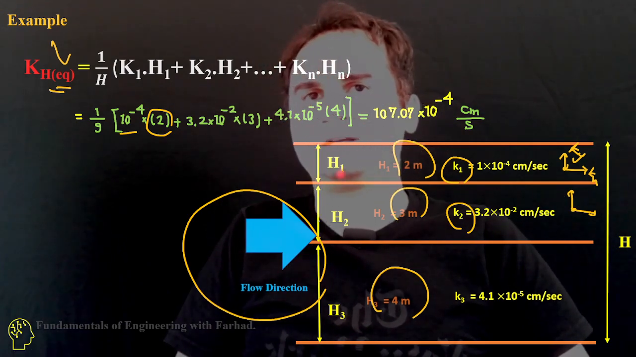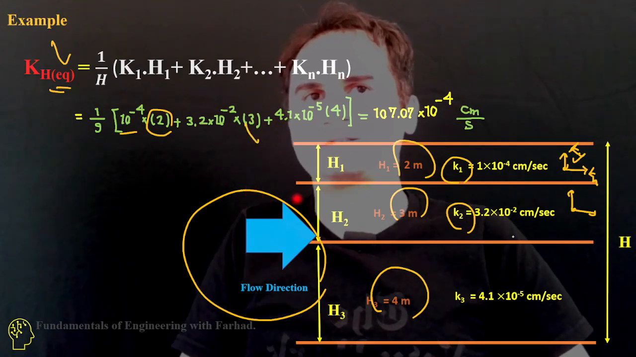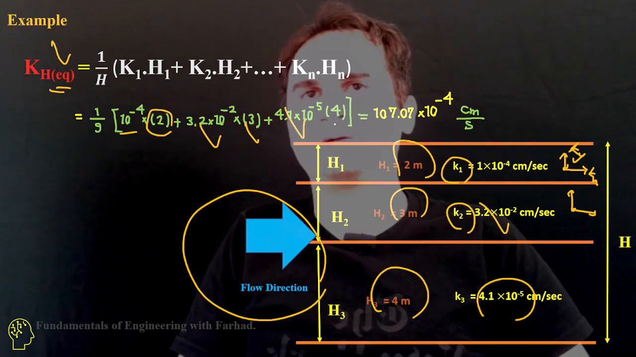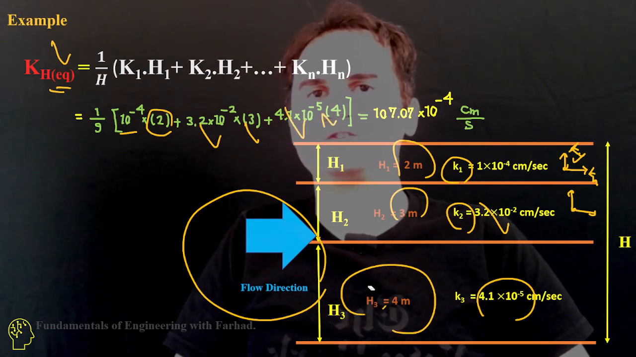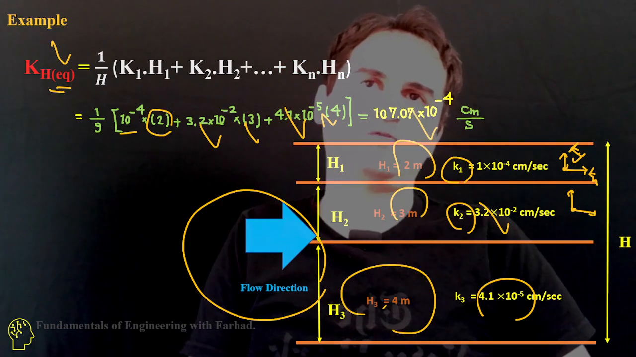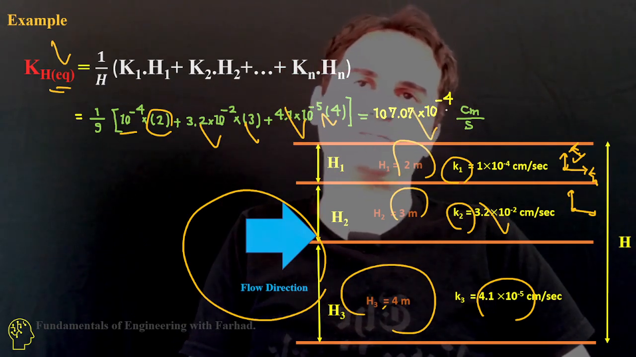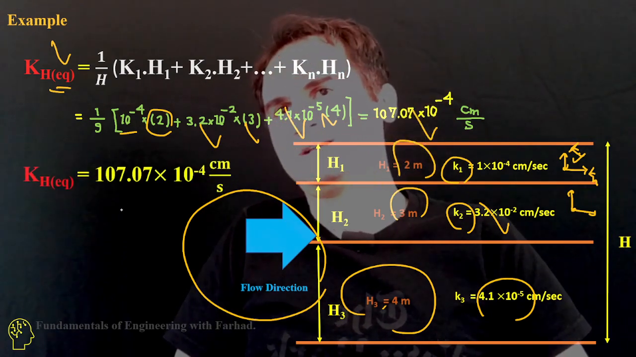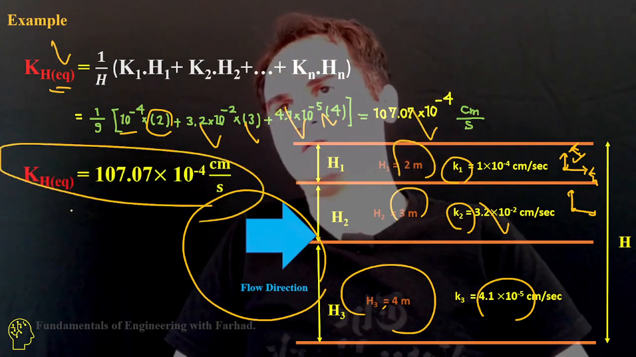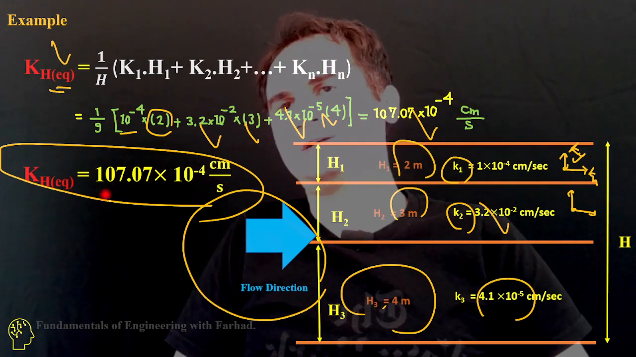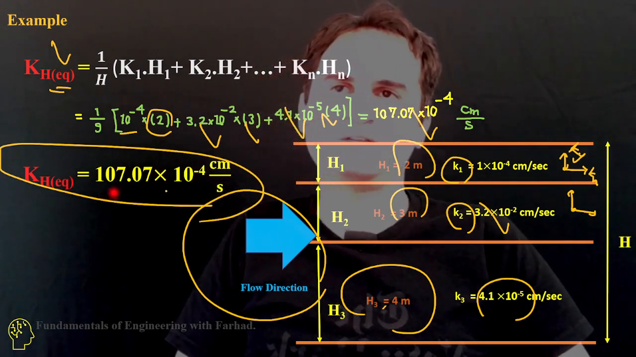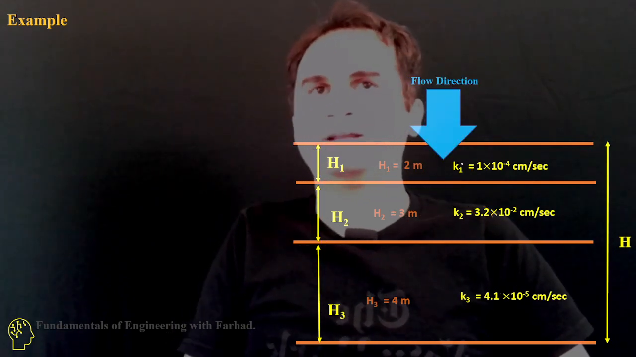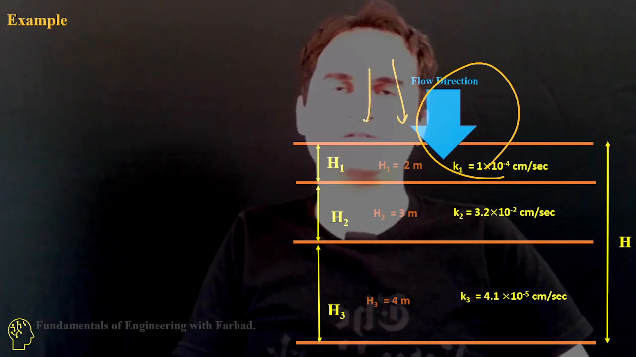And then the second layer, which is 3 meters times K2, plus 4.1 times 10 to the negative 5 times 4, which is the height of H3. That turns to 107.07 times 10 to the negative 4 centimeter per second, and that gives us this amount of K horizontal equivalent: 107.07 times 10 to the negative 4 centimeter per second. And let's see what happens if the direction of flow is vertical.